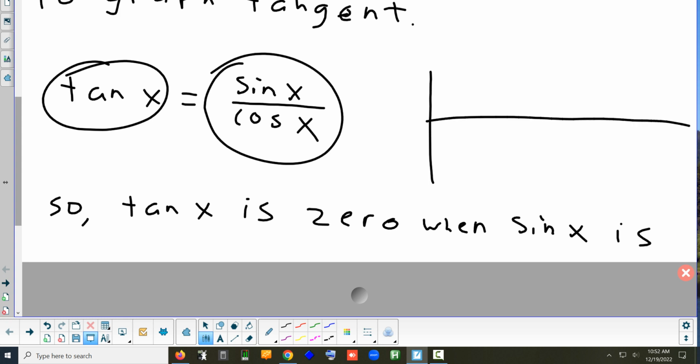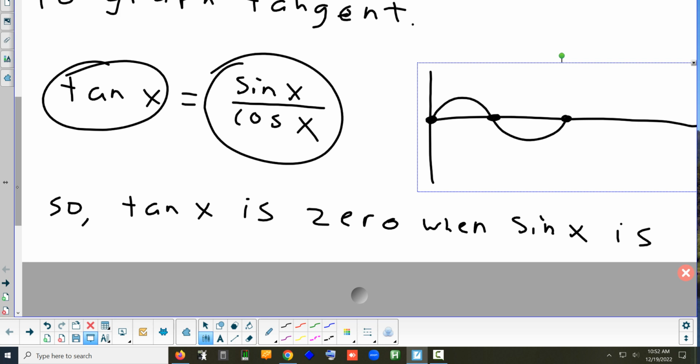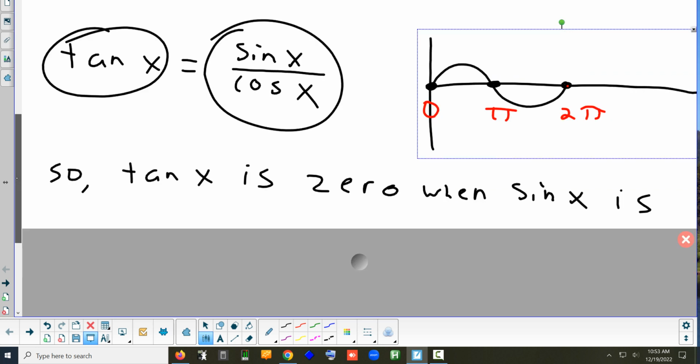So let's think about sine for a minute. Here's 3 places where sine is 0. What's this first one? 0. How about the one at the end? 2 pi. And the one in the middle? Pi. So there's 3 places where the tangent function would be 0. Basically, if you summarize it, it's every multiple of pi. 3 pi, 4 pi, 5 pi, 6 pi, and so on. And negative. Negative 2 pi, negative 3 pi. But it's every integer multiple of pi.